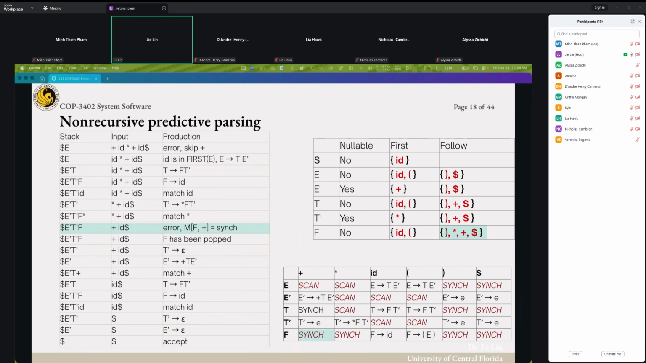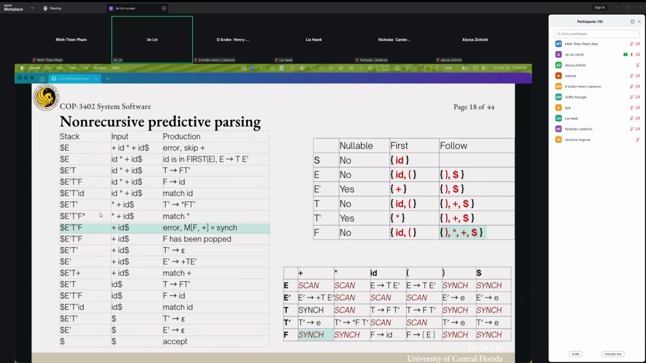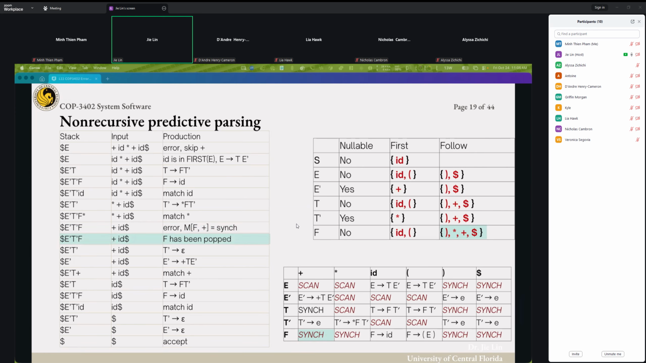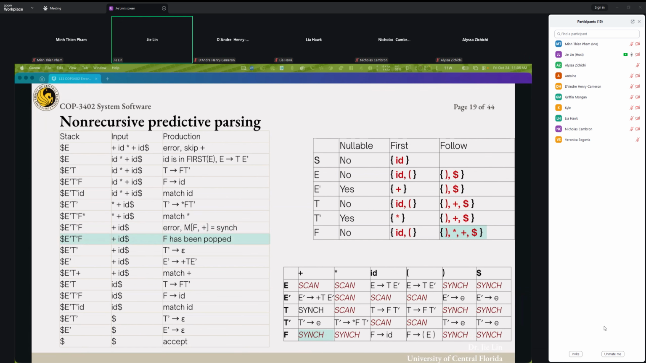This error we are storing someplace in our implementations. But sync is telling us exactly what action we are going to perform next. Once we have sync, we decide: are we going to advance to the next input or pop the stack? Sync is telling you, pop the stack. That's the decision we're making. So here we have decided sync is popping. So F is being popped from the stack.